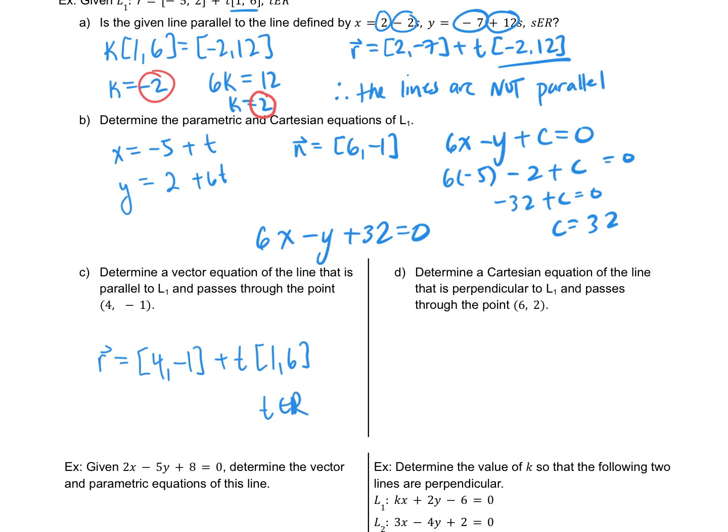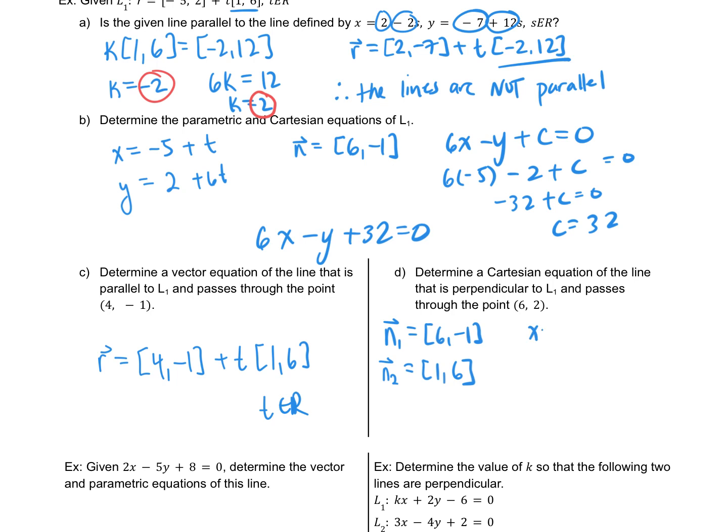Determine a Cartesian equation of the line that is perpendicular to L1 and passes through the point 6, 2. So the normal of line 1 is 6, -1. If I want to be perpendicular, then the normal of the second line will have to be like an opposite reciprocal. We're just not taking a reciprocal. We're just flipping the x's and the y's. So there's the normal of the second line, which is actually the direction vector of the first line, which makes sense because direction vectors and normals are perpendicular.